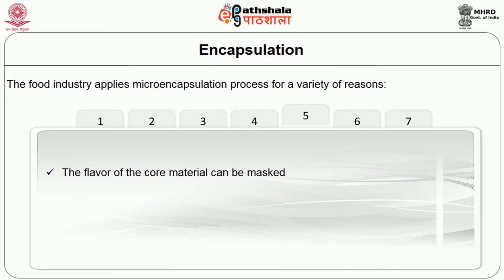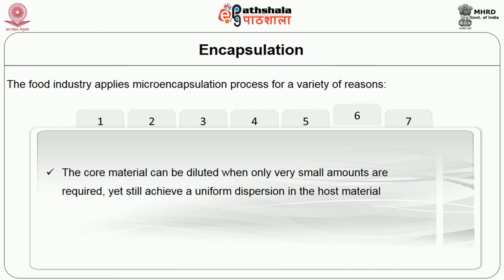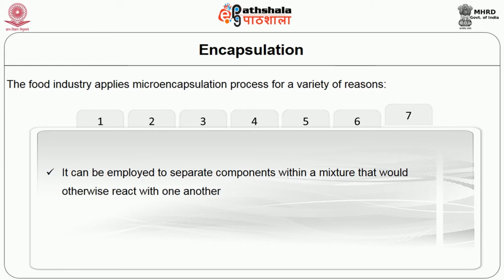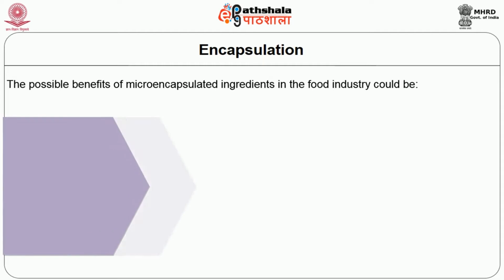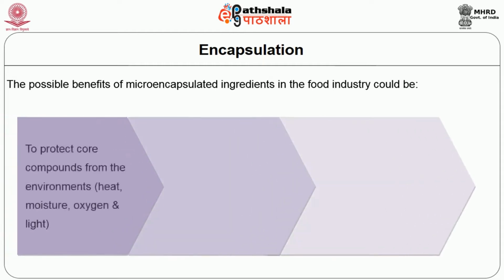5. The flavor of the core material can be masked. 6. The core material can be diluted when only very small amounts are required, yet still achieve a uniform dispersion in the host material. And finally, 7. it can be employed to separate components within a mixture that would otherwise react with one another.